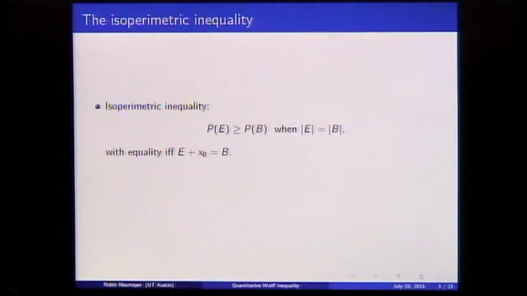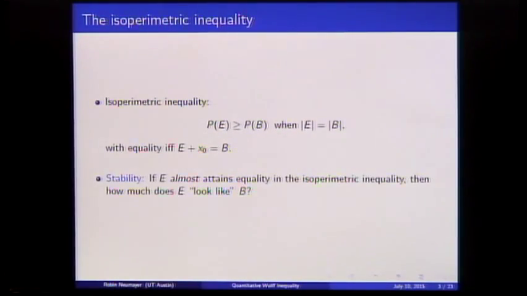So let's recall the isoperimetric inequality, which says that the perimeter of a set E is greater than or equal to the perimeter of a ball of the same volume. And we get equality if and only if our set is a translation of the ball. So today we're interested in the question of stability, saying if our set E almost attains equality in the isoperimetric inequality, then how much does this set E look like the ball?